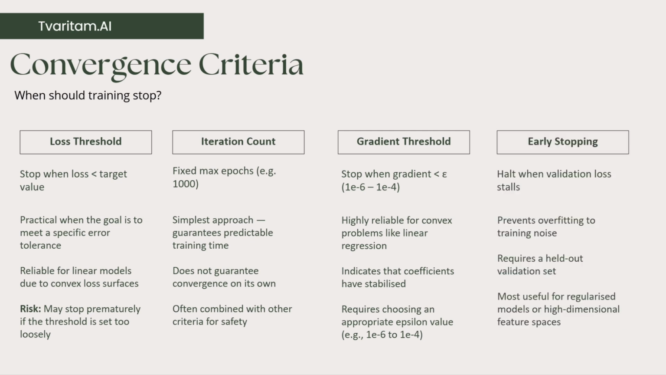Last is early stopping. Early stopping is based on validation performance. Here, we train the model on training data and evaluate it on a separate validation set. And if the validation loss stops improving for a certain number of epochs, we stop training. This helps prevent overfitting where the model starts learning noise instead of useful patterns. We usually define a parameter called patience, which tells us how many epochs to wait before stopping.